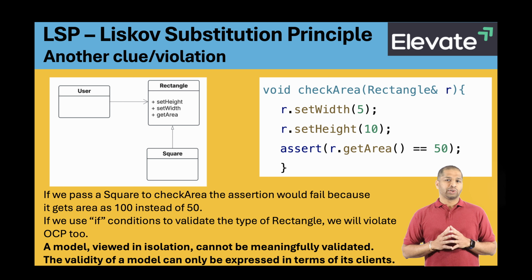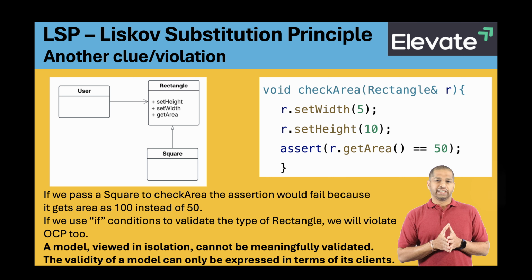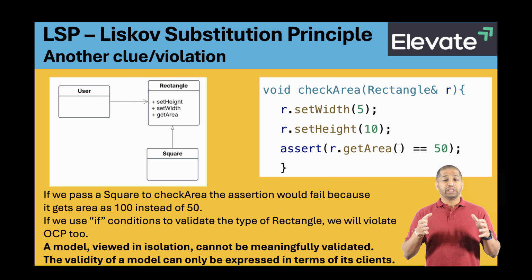Another important conclusion here is that a model viewed in isolation cannot be meaningfully validated. The validity of a model can only be expressed in terms of its clients. So if we consider rectangle and square in isolation, you can say they are self-consistent. But when we try to see through the eyes of external users how they presume the behavior of these classes, we can see there are inconsistencies. So that is an important validation we need to keep in mind.